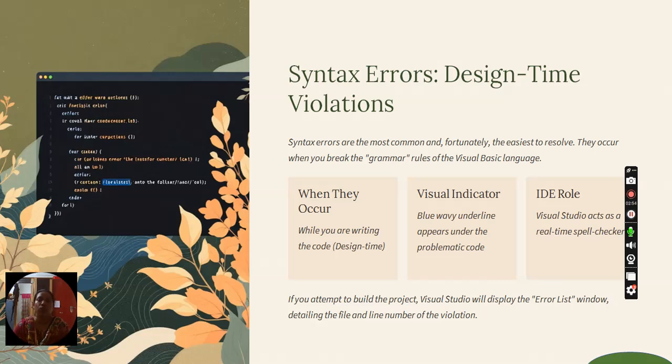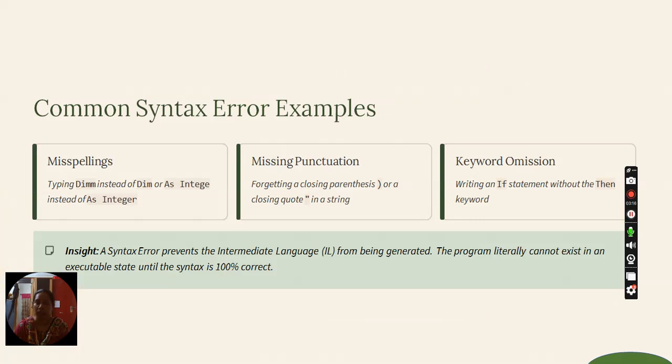The IDE, Visual Studio, acts as a real-time spell checker, which helps us reduce these kinds of errors. If we attempt to build a project in VB.NET, it will display an Error List window, detailing the file and line number where the violation occurred in our programming.